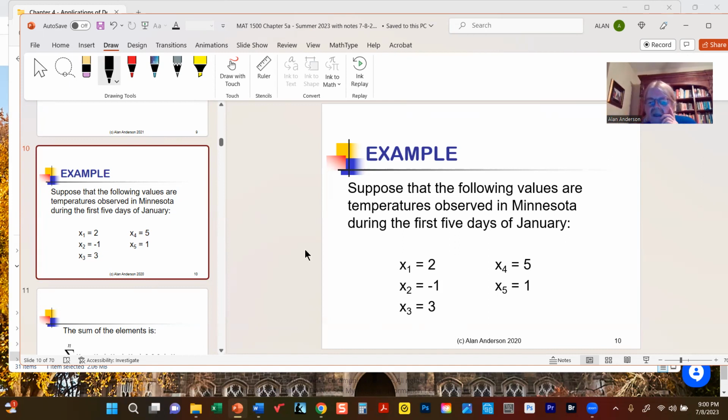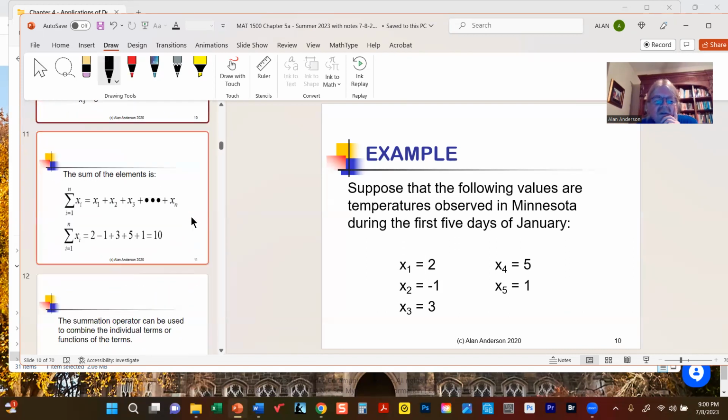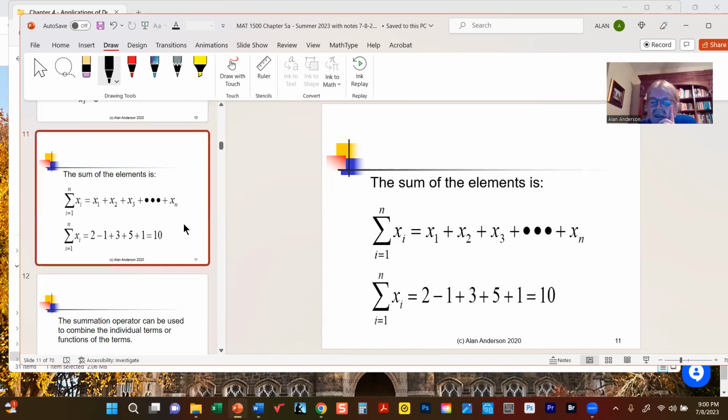So if we needed to know the sum of those temperatures for some reason, we could use the summation operator to represent that. And in this particular case, there's 5 elements. And so we're adding up x1, x2, x3, x4, and x5.